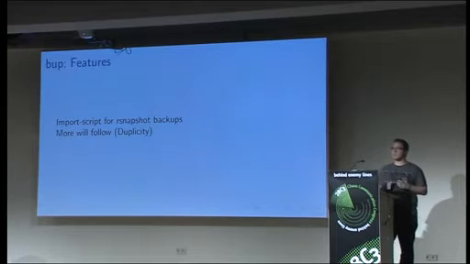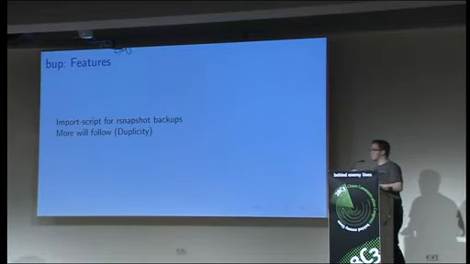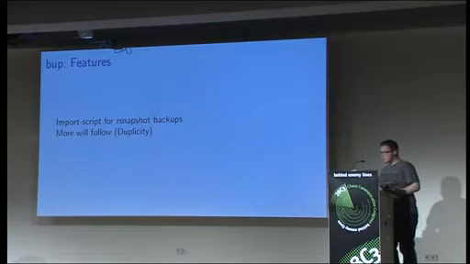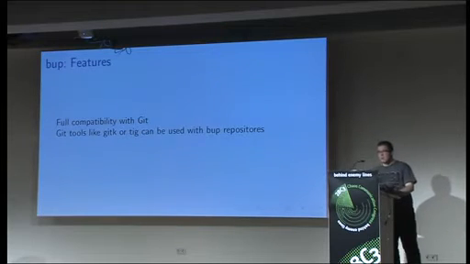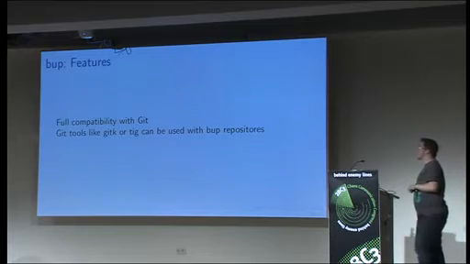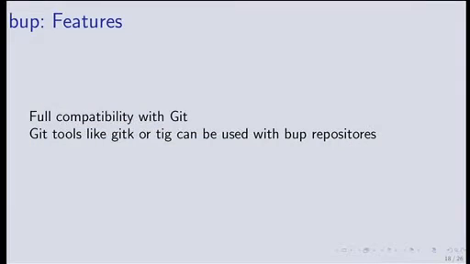I heard duplicity is pretty widely used too, so I think I'll write a duplicity importer. We are fully compatible with Git. You can use the Git binaries to access data in a bub backup. You can look at your backups with gitk, gitx, tig, you name it.